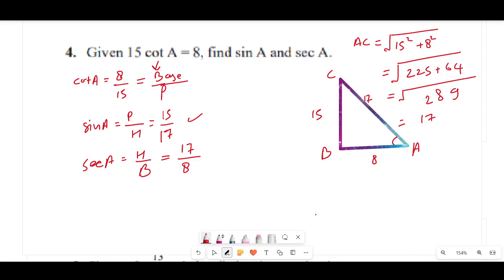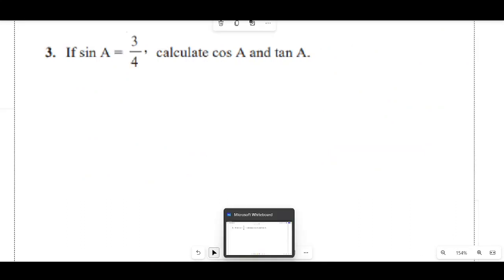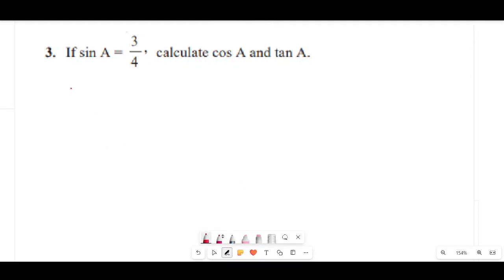Now, first we should check question number 3, because we missed the question. Here sin A is given, find the value of cos A and tan A. So, first we should draw a triangle.